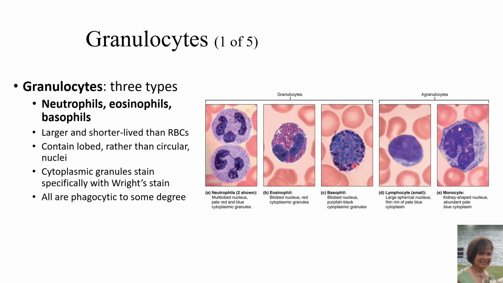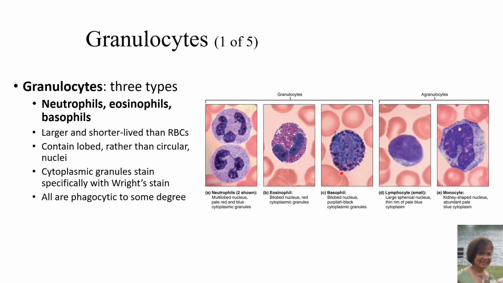Then the rarest of all of them is the basophil. Only 1.5% of the white blood cells are basophils. So in a differential count of all white blood cells, you are lucky if you find one basophil.